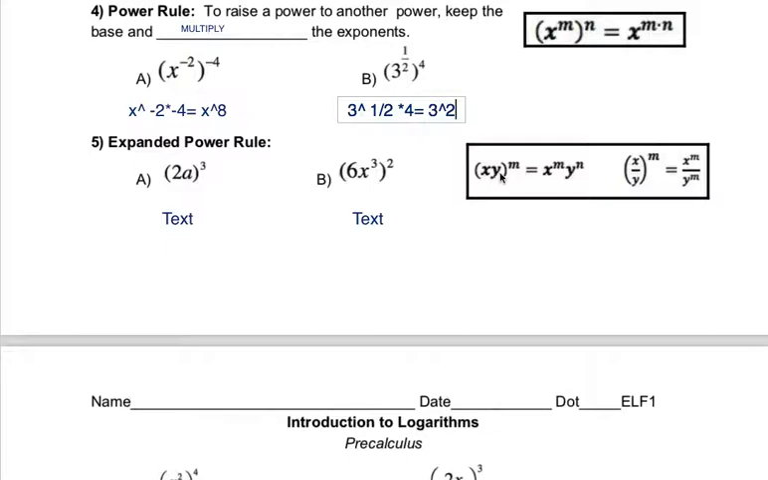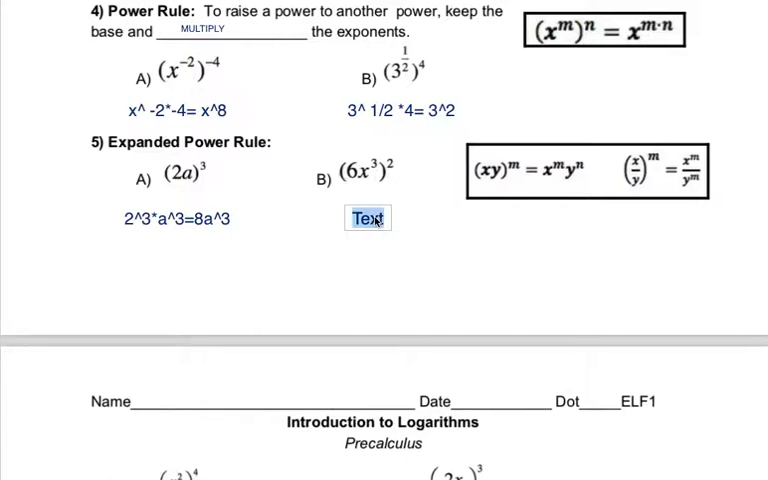But with this, because I'm multiplying these two together, I can just distribute this exponent through, and I can get x times y to the m is the same as x to the m times y to the m. Same thing if I have a fraction here, I can distribute this exponent to both terms, and it becomes x to the m over y to the m. So in this first example A, I have 2a to the third, and this would become 2 to the third times a to the third, which I can simplify as 8a to the third.